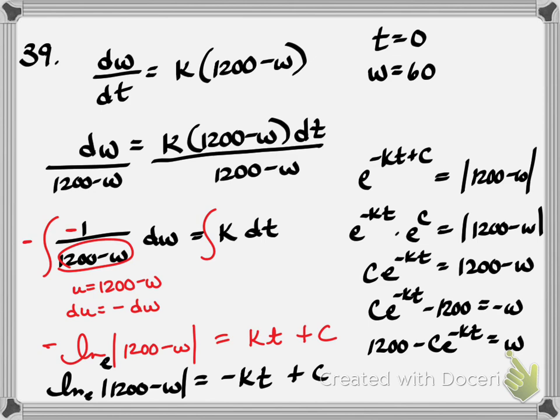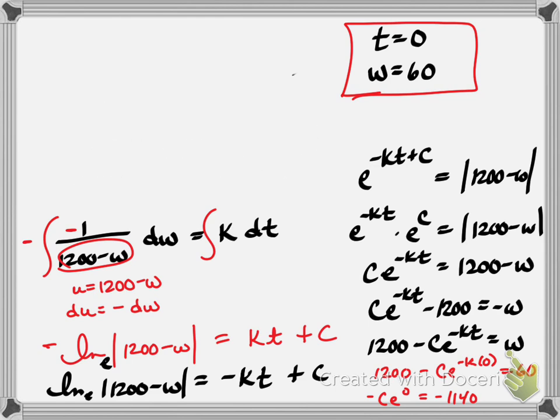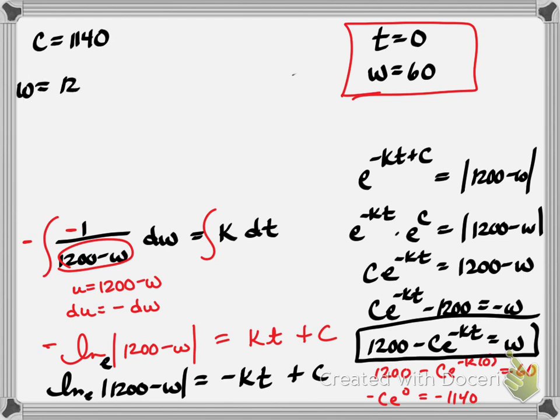Don't we need to know what c is, though? Oh, wait a minute. We haven't used our initial condition. We have an initial condition, so we can figure out what c is. So 1200 - c e to the negative k times 0 is equal to our 60 weight. So negative c e to the 0 is equal to minus 1200 on both sides, negative 1140. So divide both sides by the negative. So c is equal to 1140 because e to the 0 is 1. So plug that right here. So that means w is 1200 - 1140 e to the negative kt.